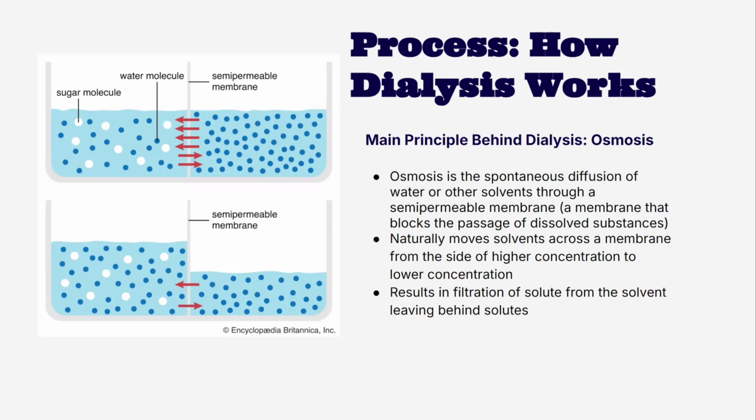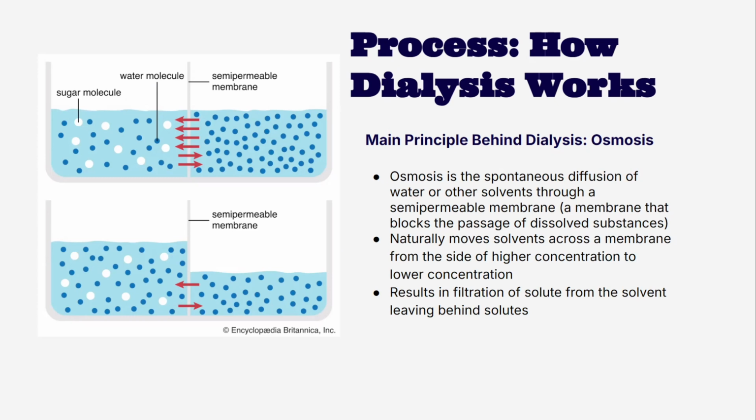Reverse osmosis would be the reverse of that process. So it would move it from a lower concentration to a higher concentration. And usually this is done under pressure. And so it results in filtration of a solute from the solvent, leaving behind the solutes. And this is what is exemplified in this picture.